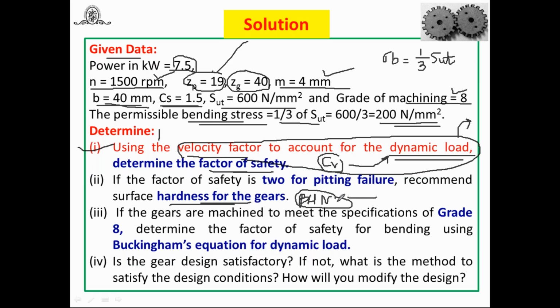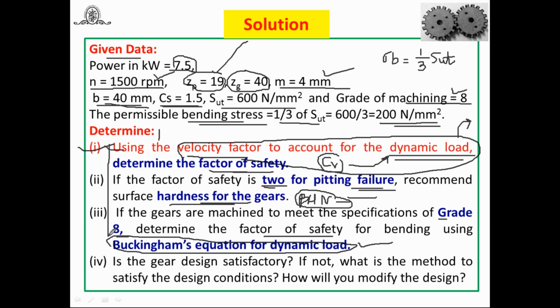So we have to find out BHN here, and FOS is given for pitting failure or wear failure. And the third one is the grade 8 manufacturing method, which is specified for the machining of the gears. By using this, we have to find out the FOS, and we have to use Buckingham's equation for dynamic load. That means in the first part we use the velocity factor to account for dynamic load, and in the third one we take into account dynamic load by Buckingham's equation. That is the final stage of gear design.